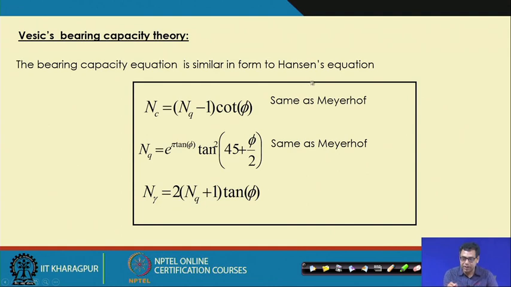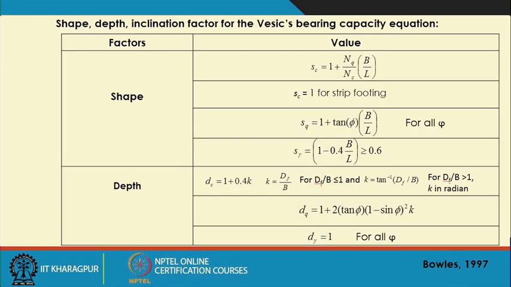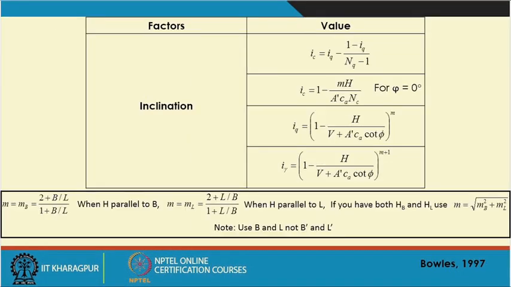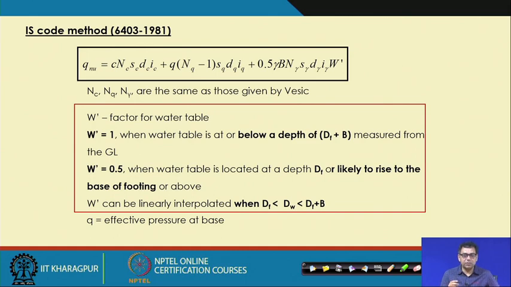So, we have to use the Hansen's correction factors, depth factor, shape factor and inclination factor, that we are using for the Hansen's table. The only difference between the Hansen's and the BASIC bearing capacity theory is the N gamma value. That is why this table is given for N gamma. And then the next one is the IS code method.